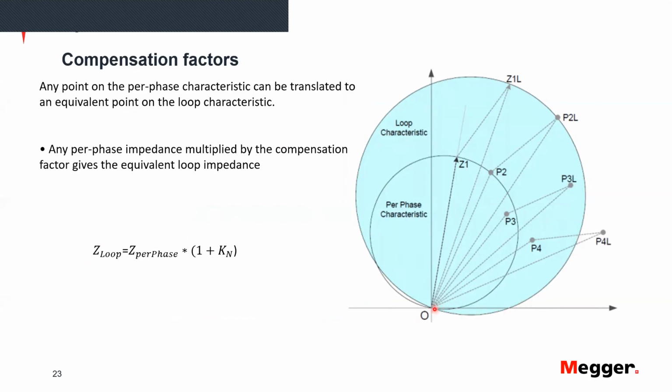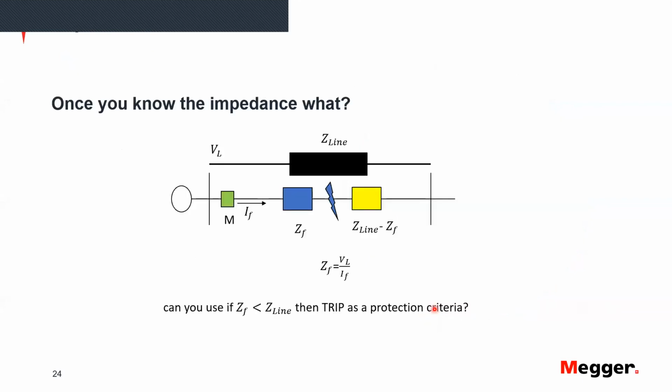This is very interesting, but it's also very central to how we test ground protection systems. Now, once we know what the impedance to the fault is, can we use this criteria? If the impedance to the fault is smaller than the impedance of the line, should I trip? That is the question. And why? Because you have to use some criteria for tripping.